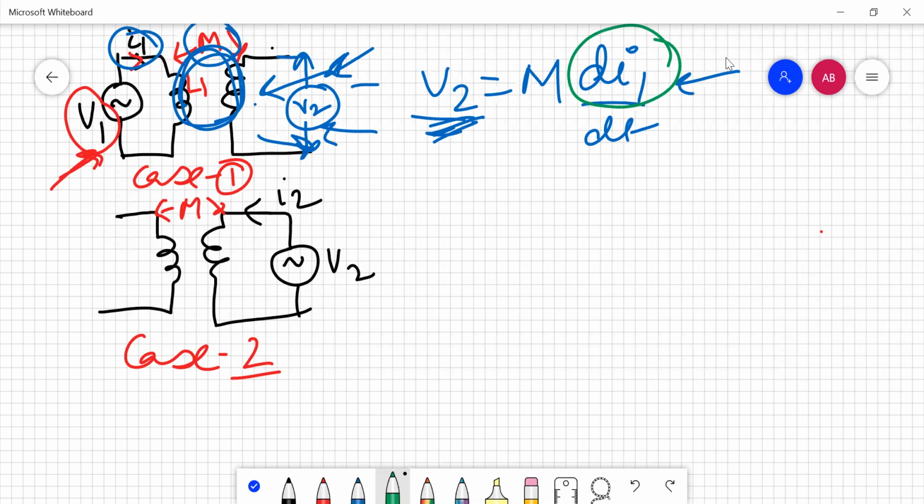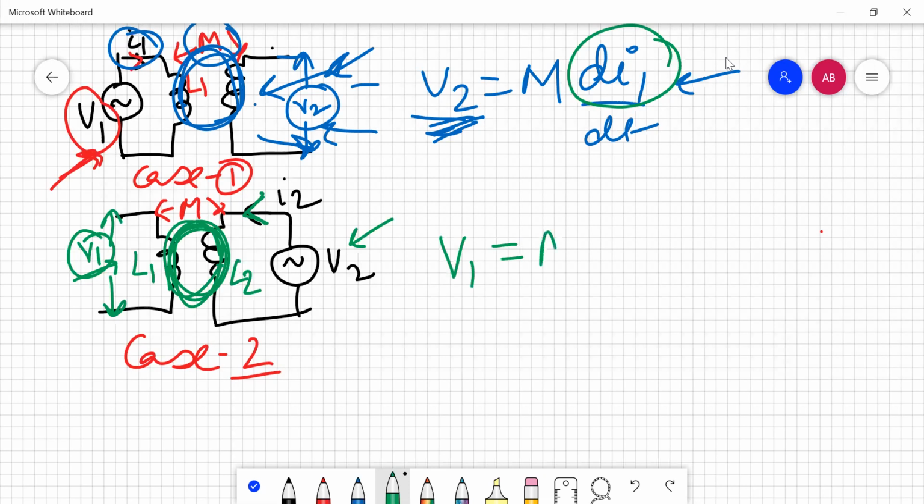Now let's switch over to case number 2. So now we have provided V2 voltage to this L2 coil and we are not supplying any voltage to the L1 coil. Now what will happen? Again, as the current is flowing through this L2 coil, a flux will start evolving and that is going to link this L1 coil, and now there will be a voltage developed across L1, and this voltage will be equal to M, the mutual inductance coefficient between the two, multiplied by the rate of change of current in the other coil.